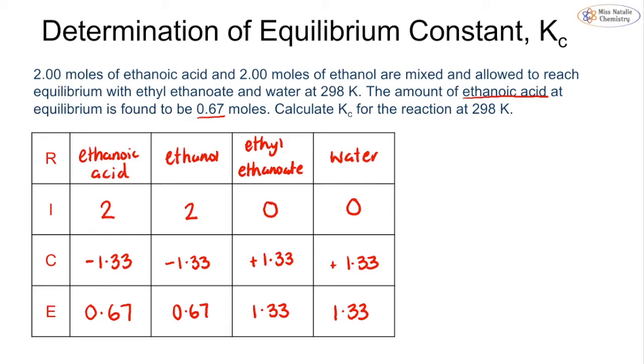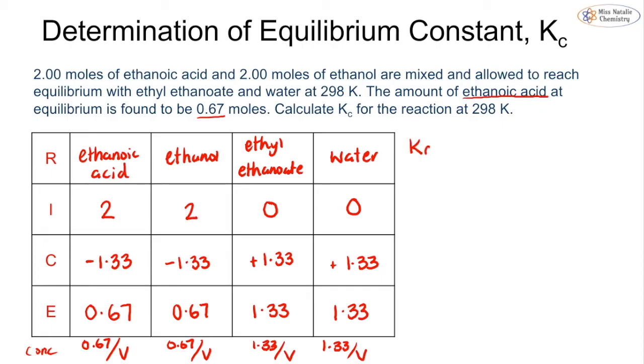I can then convert these into concentrations, and the way to convert them into concentrations is to divide by the volume. Now, in this case, we are not told a volume, so we will simply denote the volume as the letter V. So for my concentration, this would become 0.67 over V, 0.67 over V again, and my 2 products would be 1.33 over V. Now, it doesn't matter that we don't have the value of V because these are going to cancel out when I get to my expression.